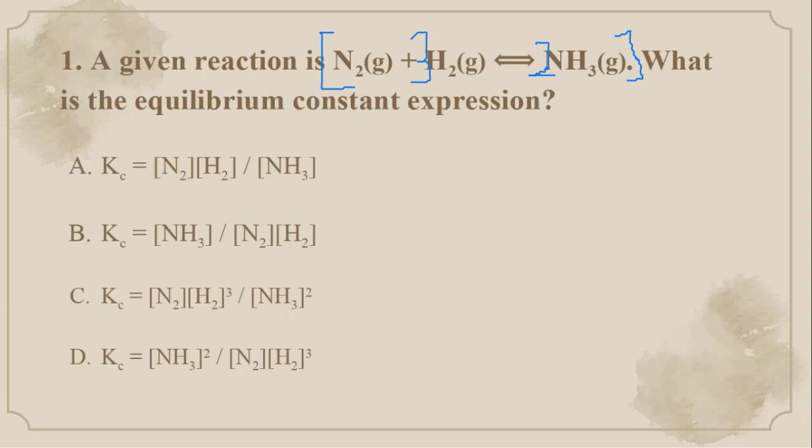So you guys were right about the products over reactants part, but the exponents should change now. So what answer do you guys think it is? Yeah, it should be D. That's because we got that little squared on the NH3 from the 2, and then that cubed on the H2 from the coefficient of 3.